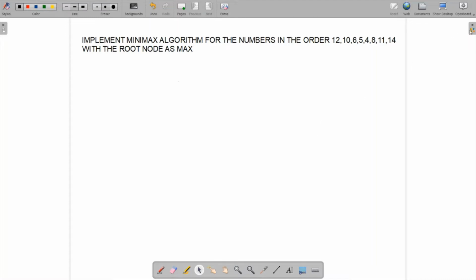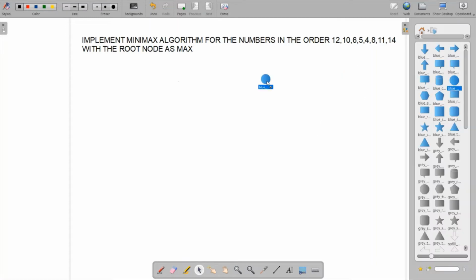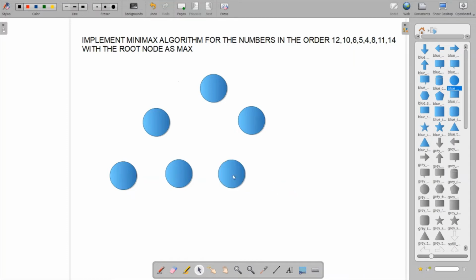Now let me consider the tree. First a circle, then 1, 2, and another two more, one over here and another one over here. That looks fine. As I told you, we have 3 levels, or you can call from ground level 0. Some places start with the root node as level 0, and in some places they call the root node level 1. Either way, we are going to have 3 levels, and the final leaf nodes will be the numbers. Now let's just connect them.